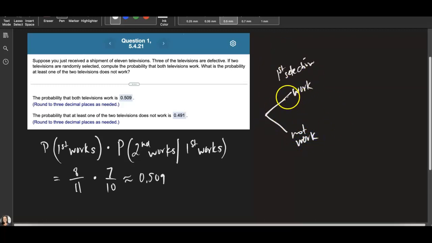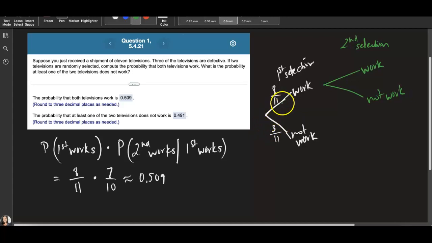Now, the probability that that first television works is the total number of correctly working televisions over the total number of TVs in the shipment. The probability that it doesn't work is the total number of defective over the total number of TVs in the shipment. Okay, so that's the first selection. I'm going to go with a different color here because from here we make a second selection. And again, one of 2 things could happen. It could work or not work.